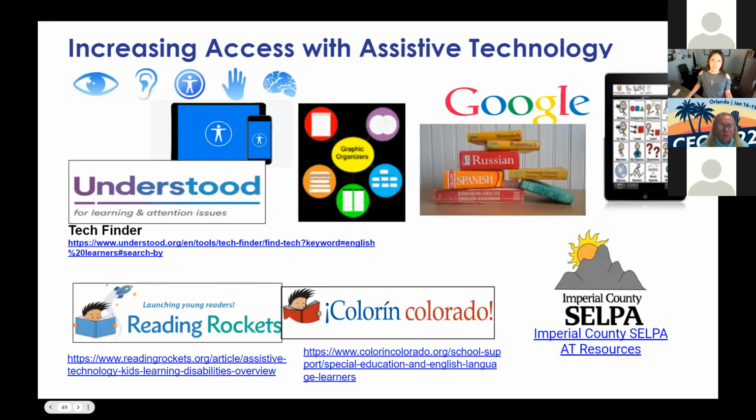So in increasing access with assistive technology, there are many resources available out there, from Understood to Reading Rockets to Colorín Colorado, and also our own website with AT resources. All of these are available for you to access and peruse to see which of these resources best support a student's needs and a student's strengths. Again, the consideration of both these points is important when determining what assistive technology will support the student in increasing their access. Next slide.